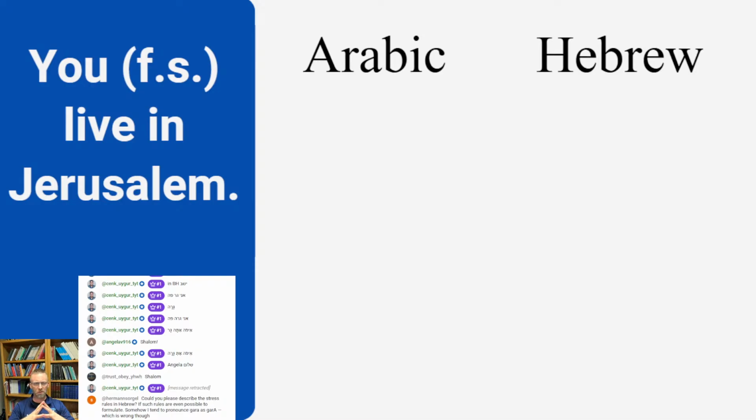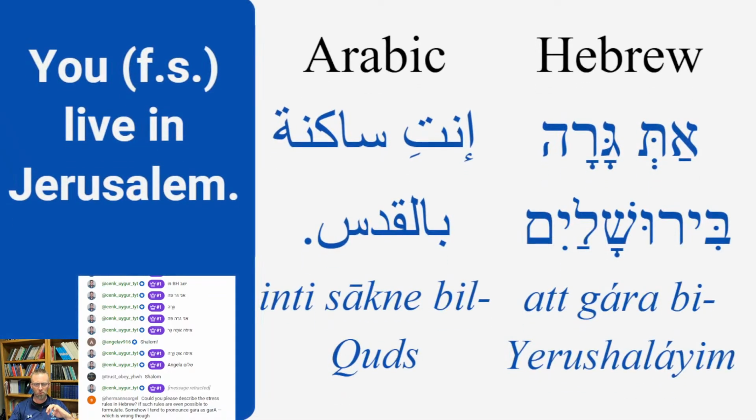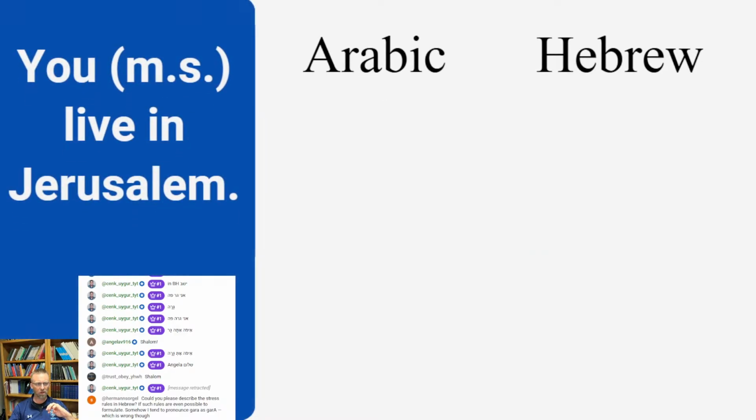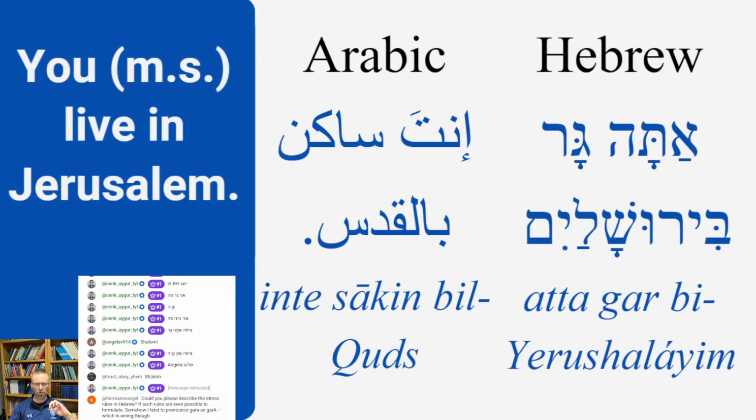All right. So now we go to you live in Jerusalem, which, well, I think, didn't we do that before? Maybe this is a duplicate. Well, it's good review, right? All right. So gara b'Yerushalayim in Hebrew, and intisakne bilkutz. Okay, you live in Jerusalem, masculine singular now. Ata gar b'Yerushalayim, and intisakin bilkutz.